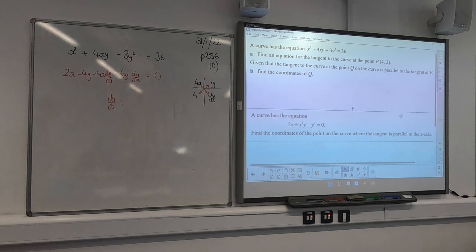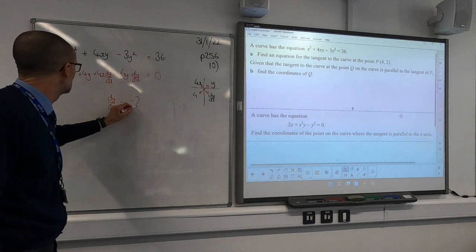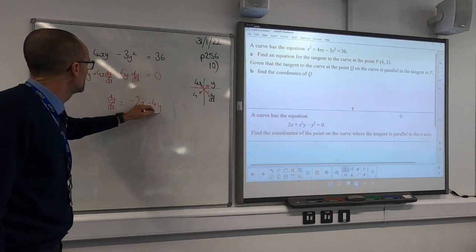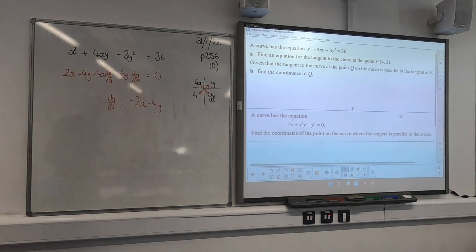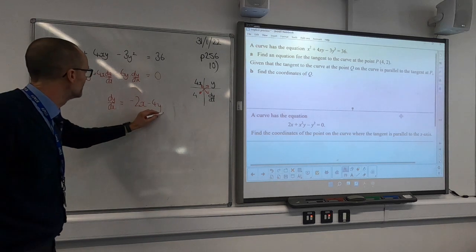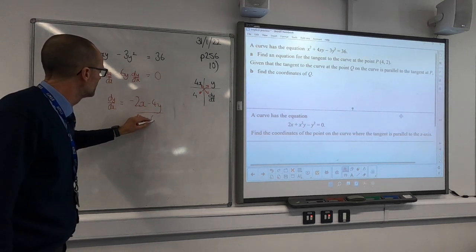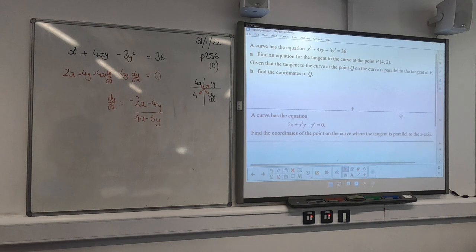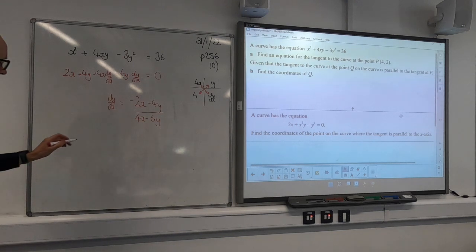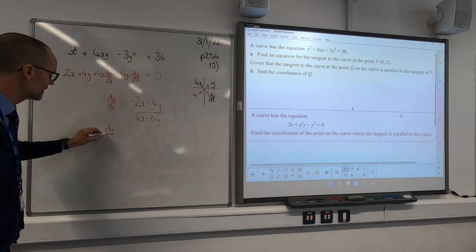I think it's quite good to try and do that next step in one go. So remember what we're doing is we're moving everything without a dy by dx onto the right-hand side, factorising the remaining side, and then dividing by the bracket. So that would give me... and I'm going to divide by -2 just for kicks.